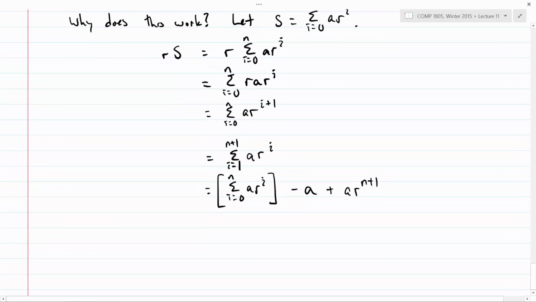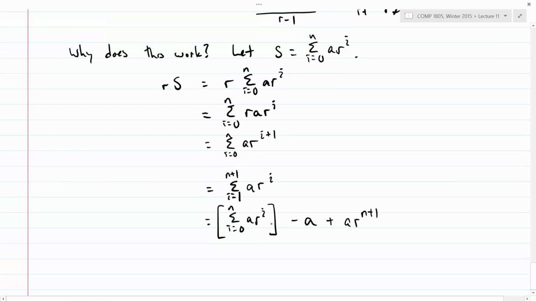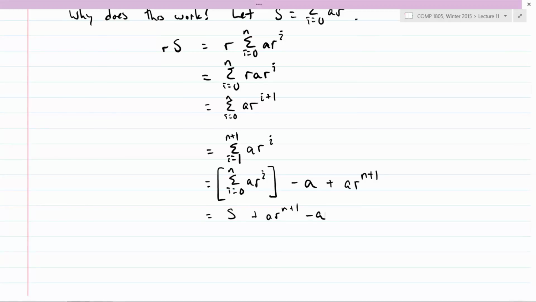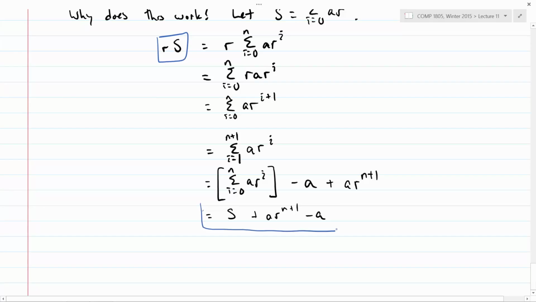All right, and now I do something I think is pretty neat. This thing here is the sum from i equals 0 to n of ar to the i, and I already have something called that. It's S. So this thing here is just S, and I'll write this a slightly different way. I'll say plus ar to the n plus 1 minus a. All I'm doing is subbing in S for something that it's equal to. So what this shows is the following. It shows that r times S is equal to S plus ar to the n plus 1 minus a.